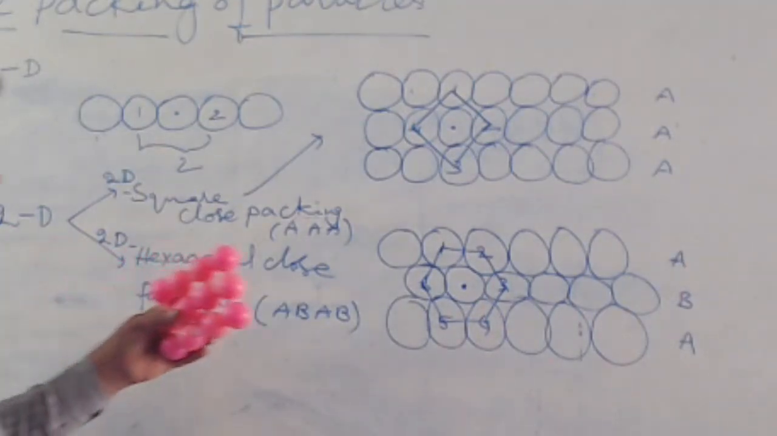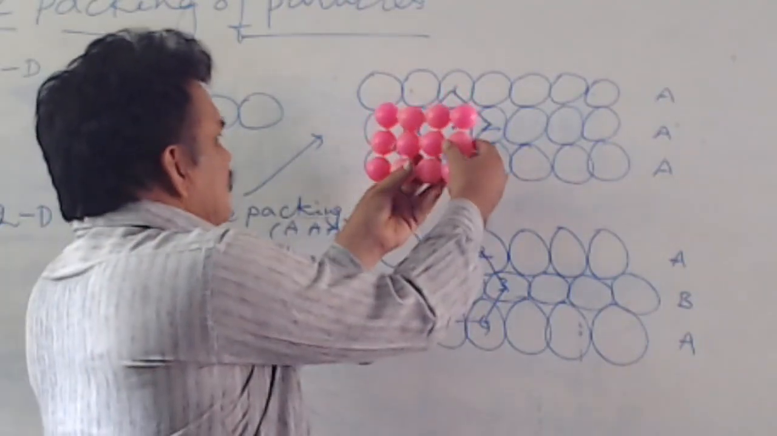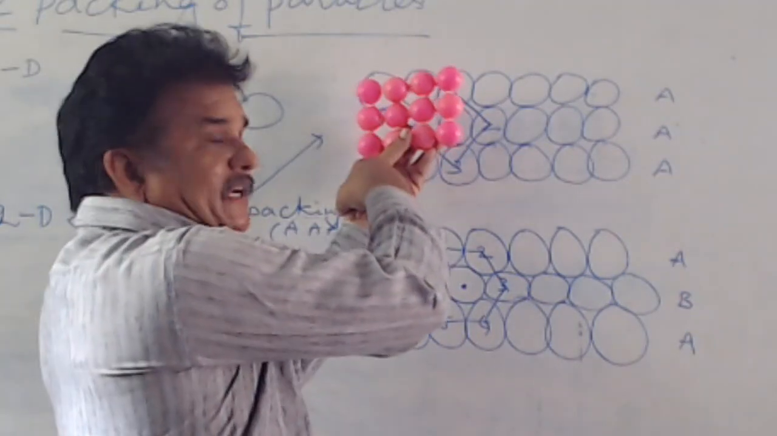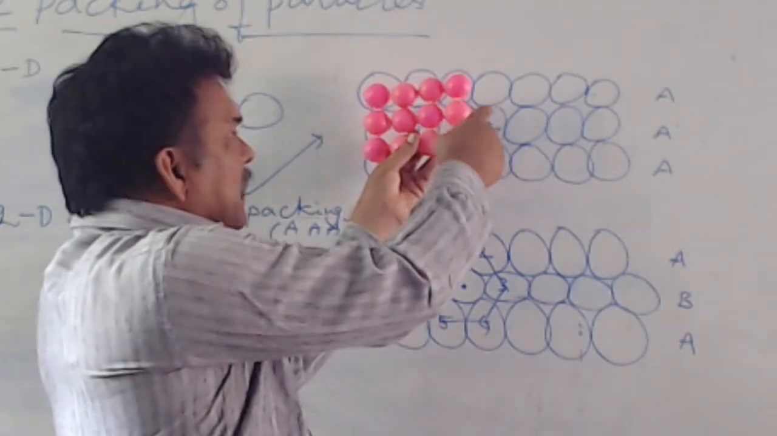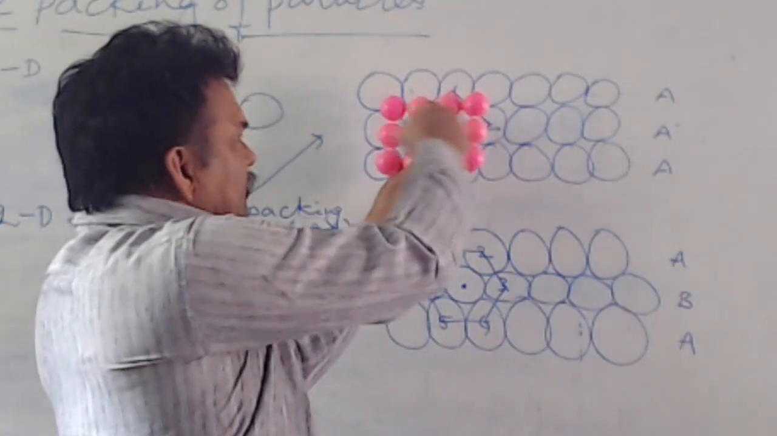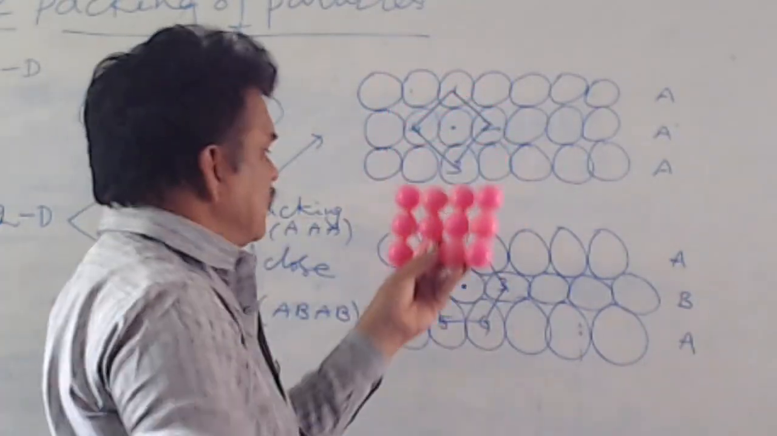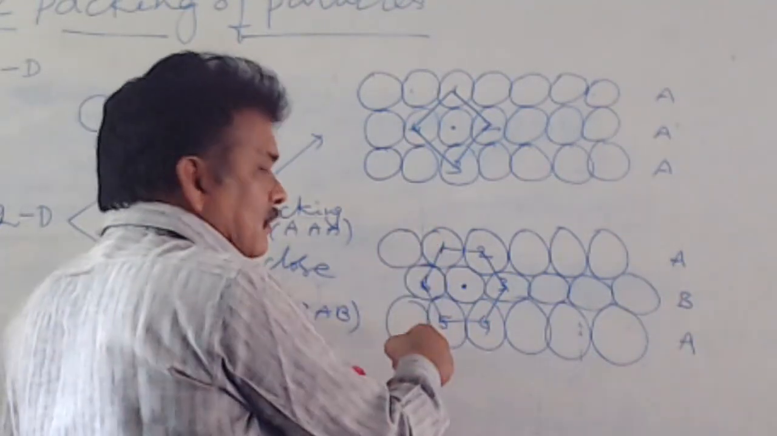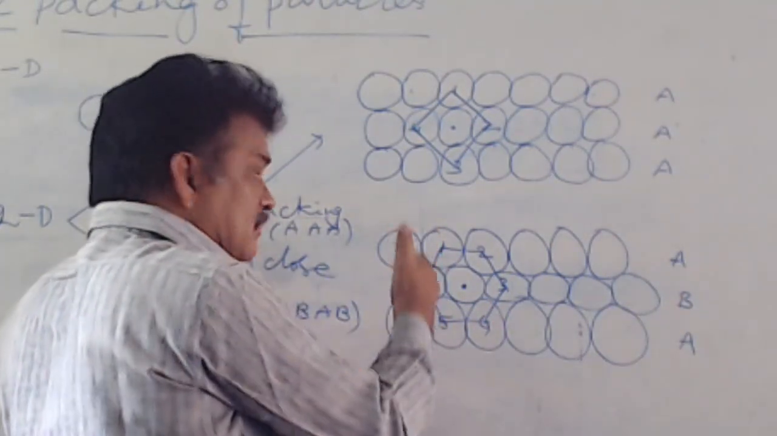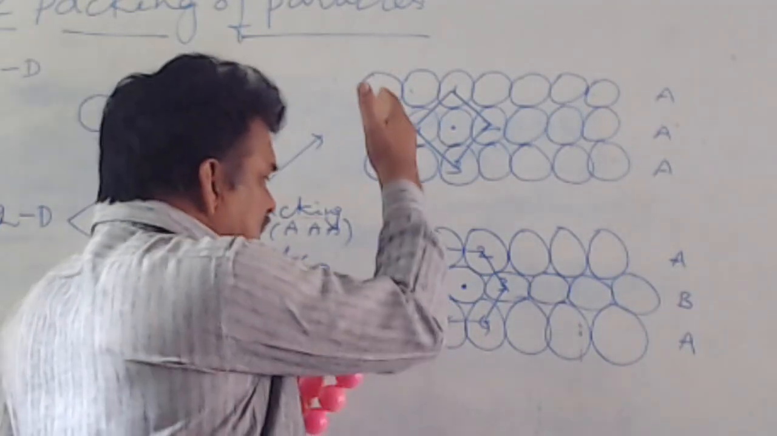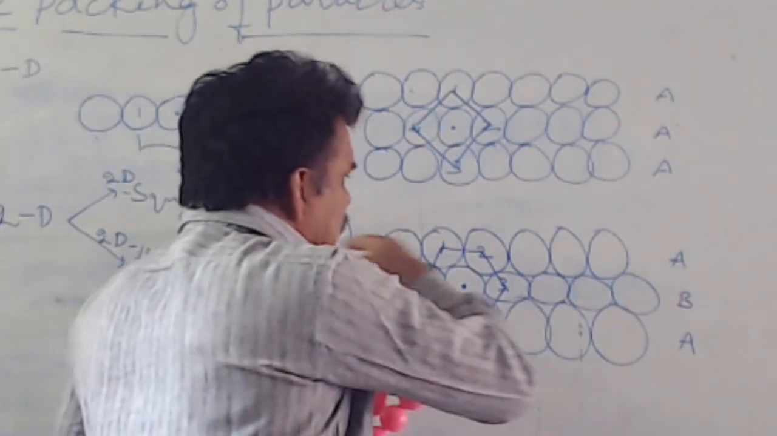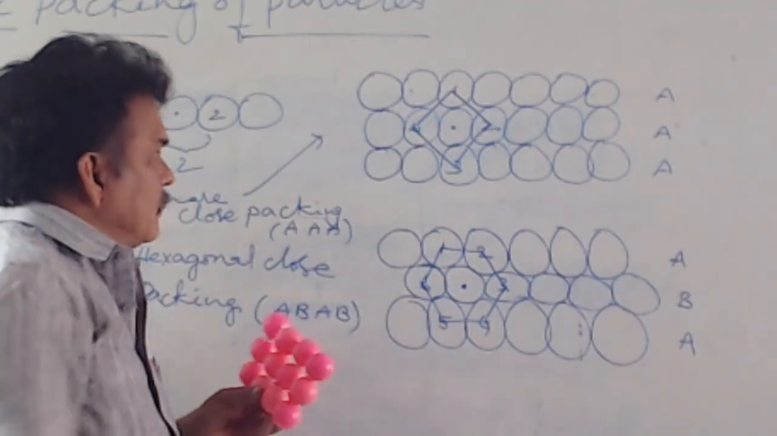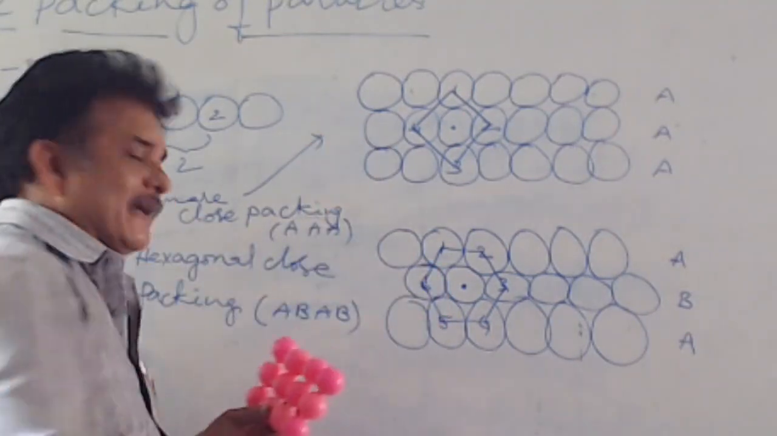Here, if we observe the spheres in square closed packing, the centers of the spheres lie in the same line, horizontally and vertically. In hexagonal closed packing, we don't observe the vertical line, but the centers of the particles come in the horizontal line. So this is the difference between square closed packing and hexagonal closed packing.